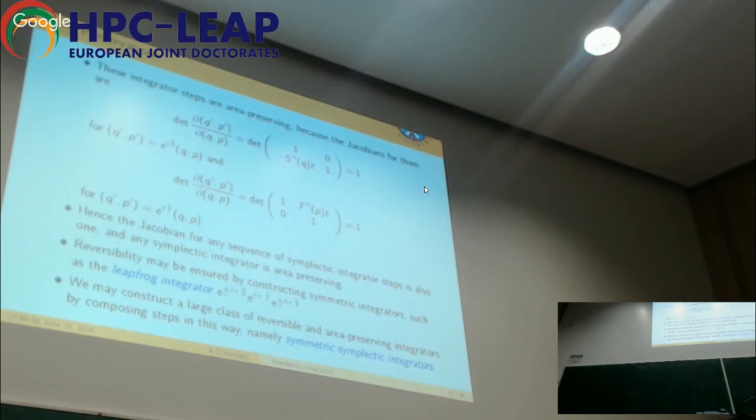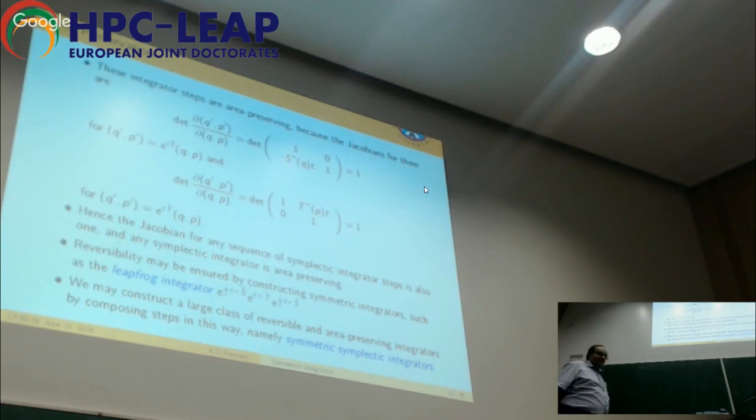Now, not every symplectic integrator is reversible, so they're not necessarily symmetric, but we can always build a symmetric integrator, like the leapfrog one, by just making it symmetric. Put the S hat steps symmetrically around a T hat step, or T hat steps around an S hat step. It's another variant of leapfrog, depending on whether you update the momenta or positions first, or any sequence of these steps. As long as you construct it symmetrically, you'll have a symmetric symplectic integrator. It'll be reversible and area preserving.